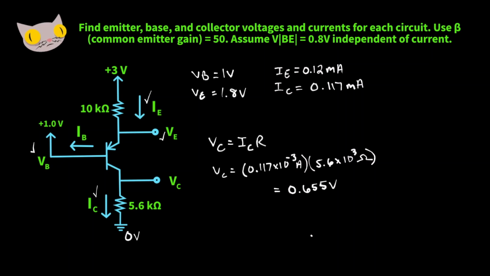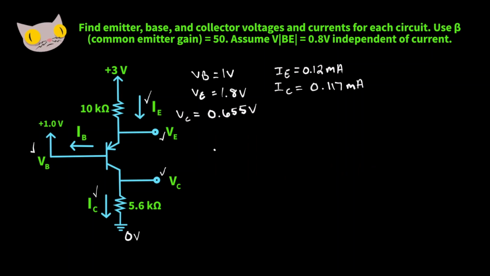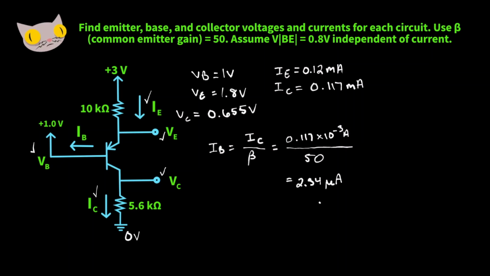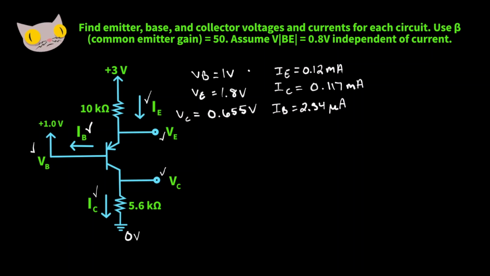0.655 volts. Now we just have the base current to find. That's going to equal the collector current over beta. So we have 0.117 times 10 to the negative 3 amps over 50. That'll give us a value of 2.34 microamps. We did it again. We found all 6 of our values. Let's do one more problem.